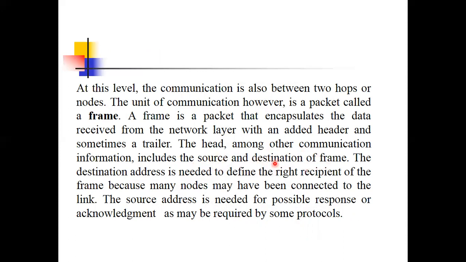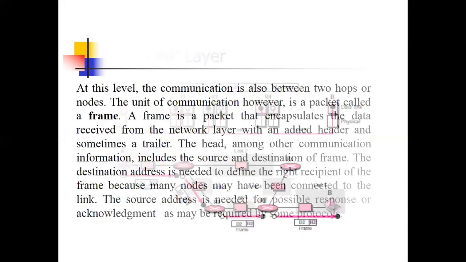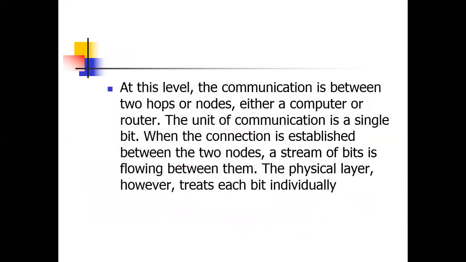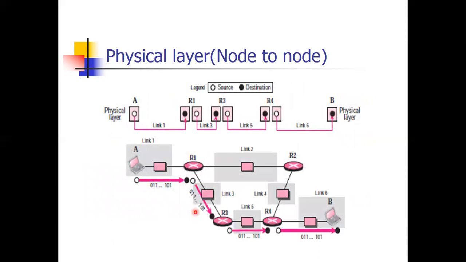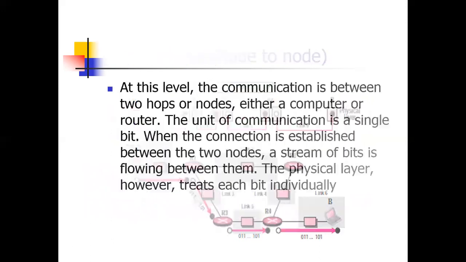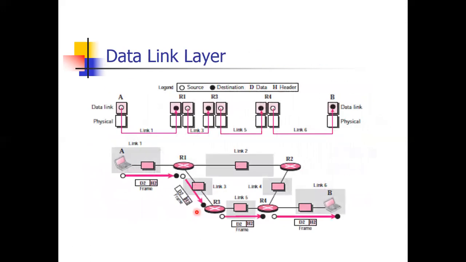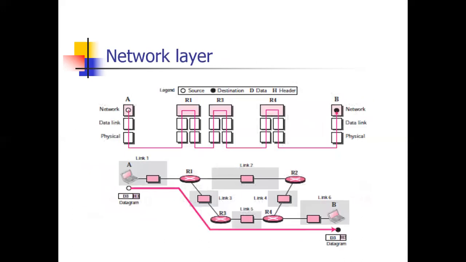So what is the communication unit? Now the communication unit is frame. At this level, communication is also between two hops or nodes, but now it is a combination of bits, called a frame. In the last case, it was bit by bit, or we can say node. Now in this case, it is a combination of bits, or we can say frame. So the unit of communication in the data link layer is now the frame.